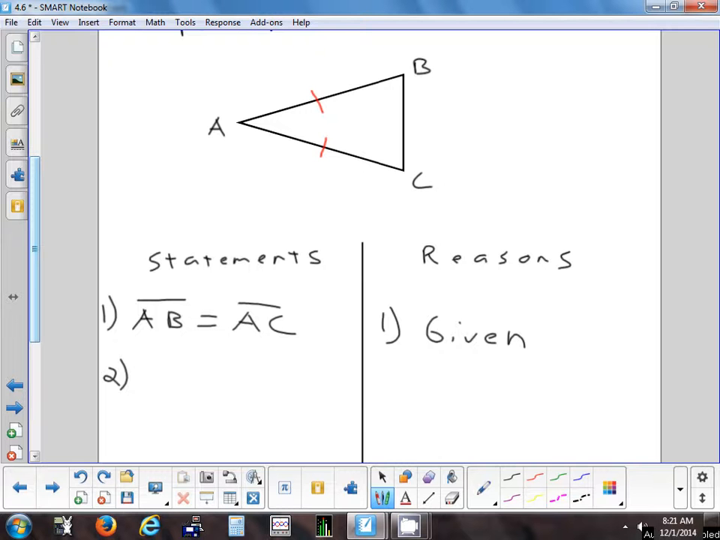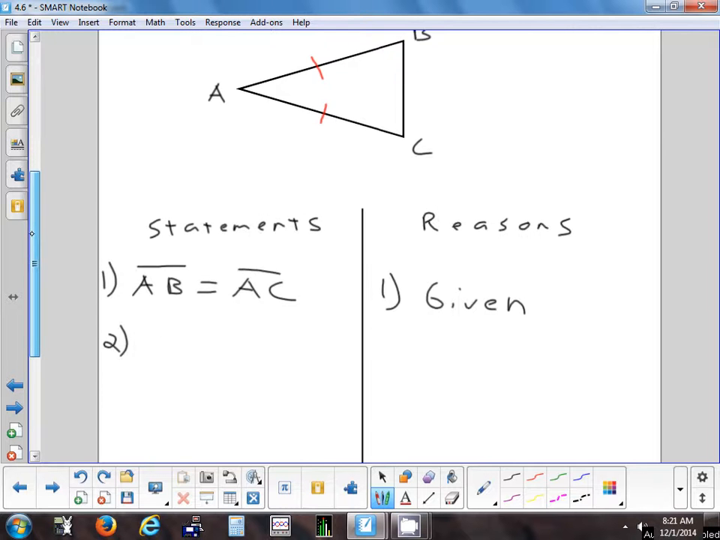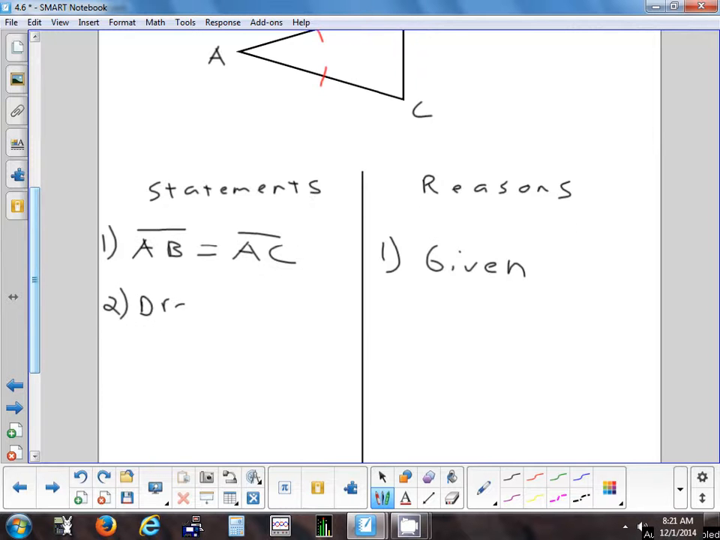All right, statement 2. That's going to be just a draw statement, okay? Because we're allowed to, we know how to bisect an angle. We've done that with a construction. So that's something appropriate you're allowed to do. So draw, let's see how they word it. Draw the bisector of angle CAB. The reason why you can do that, it's a construction. Okay? Bisecting an angle.